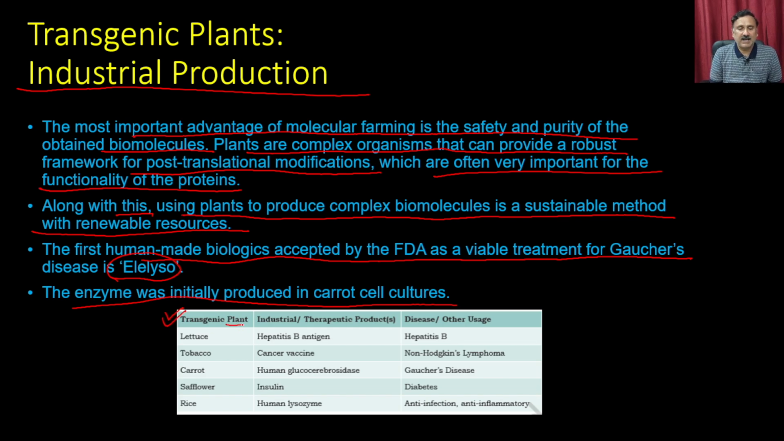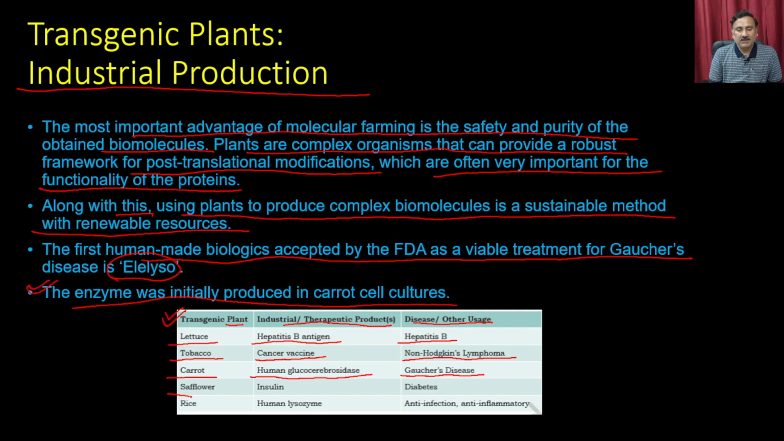So, these are some of the examples which are being used in industrial production. So, you can have a transgenic plant. This is the therapeutic protein that you are going to use, and this is the disease which it is going to cure. So, if you have a transgenic lettuce, it is going to express the hepatitis B antigen, and then it is going to give you protection against hepatitis B. Then we also have the transgenic tobacco, which is going to have a cancer vaccine against non-Hodgkin's lymphoma. Then we have a transgenic carrot, which is going to express the human glucocerebrosidase, and it is going to give you the cure against Gaucher disease, and this is what we were talking about here, right.